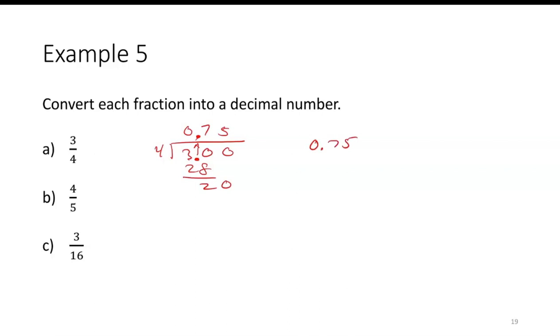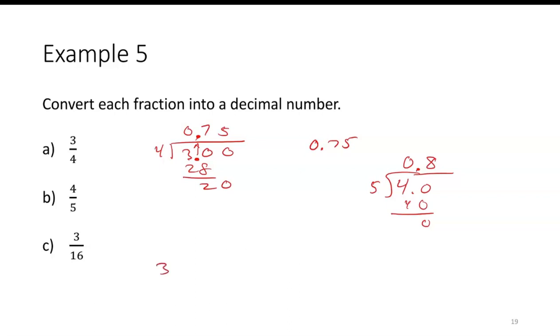For 4/5, I'll put it over here. So for 4/5, I would have 4, and I'm cutting into pieces of 5. Well, 5 does not go into 4, but 5 goes into 40 8 times even. All right, so 4/5 is the same thing as 0.8, 8/10.